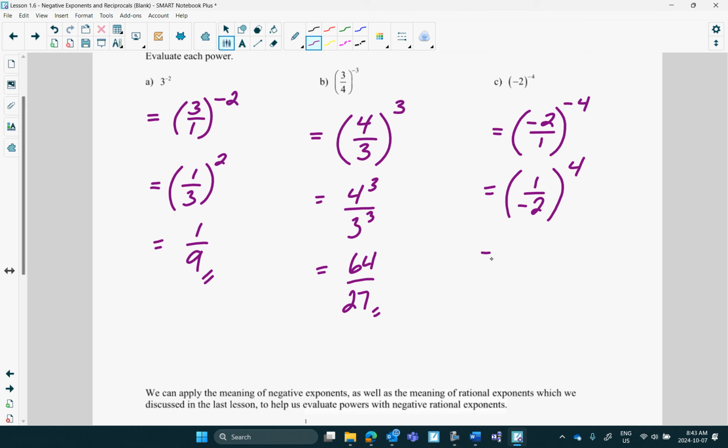And remember, this is the same as 1 to the 4th, which is, what's 1 to the 4th? No. 1. Because you're multiplying 4 ones by themselves. What is negative 2 in parentheses to the 4th? The parentheses matter because it means negative 2 times negative 2 times negative 2 times negative 2, which is positive 16.